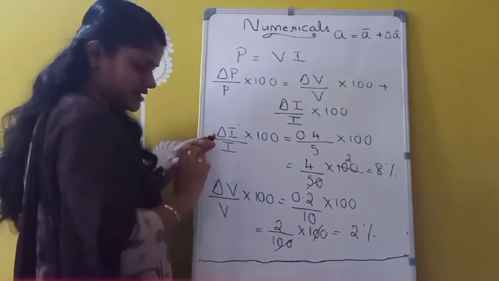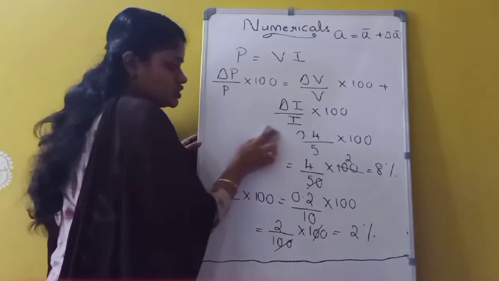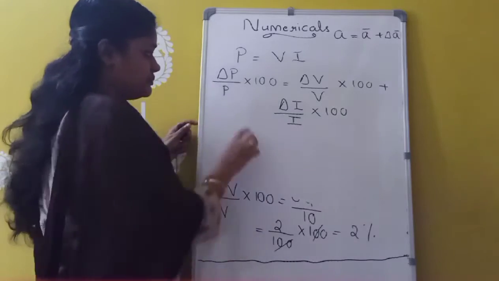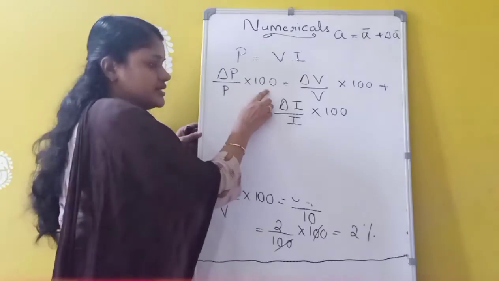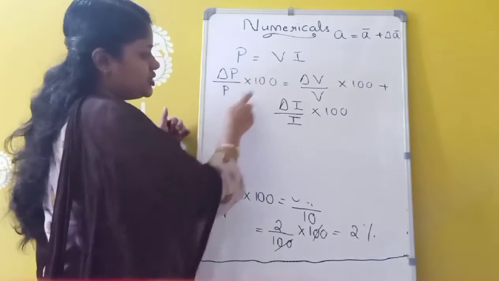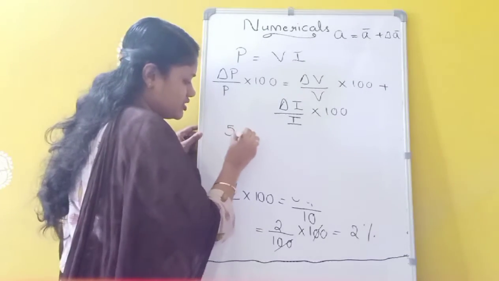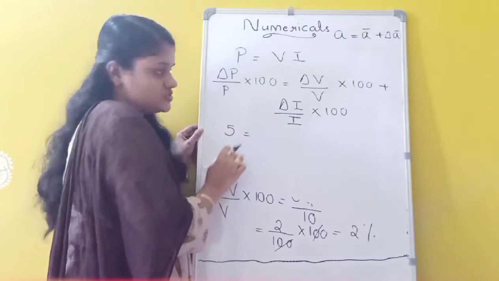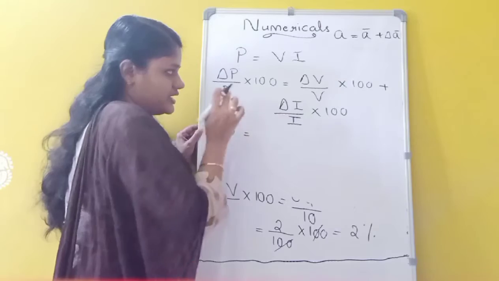Now in the second part they are asking, if we want to measure power with how much percentage error? 5% error. That means delta P by P into 100 must be how much? 5. Okay. So instead of delta P by P into 100 we can write here 5, because we have to get power with 5% error. So instead of this quantity I am putting here 5 equals.